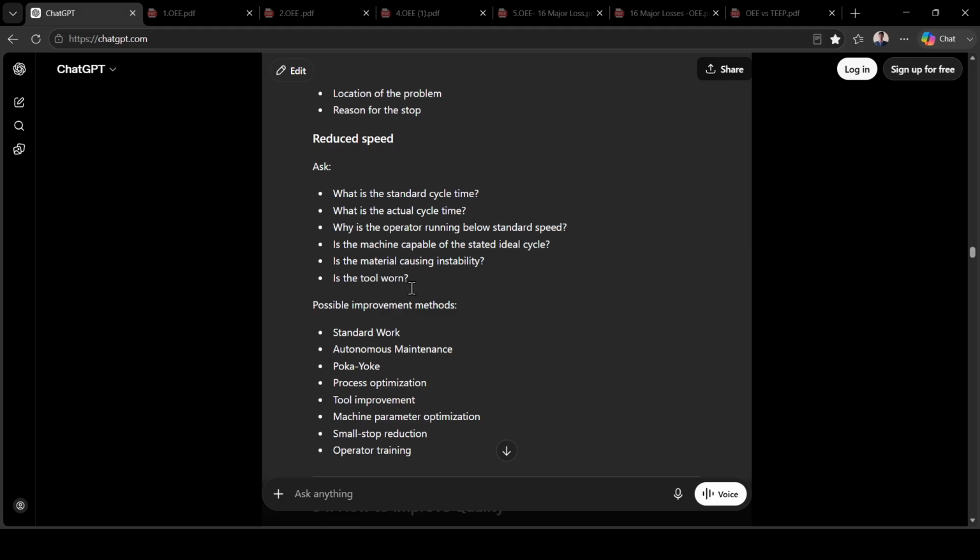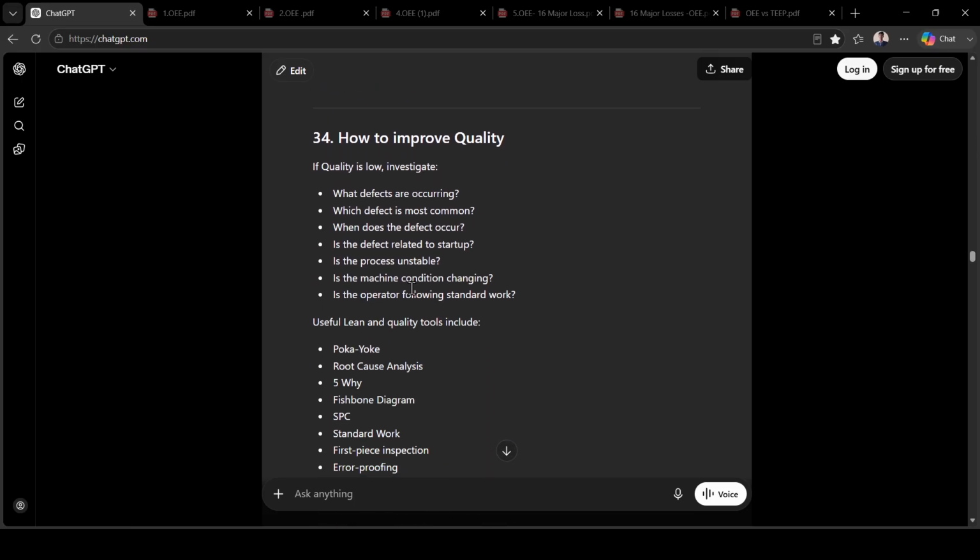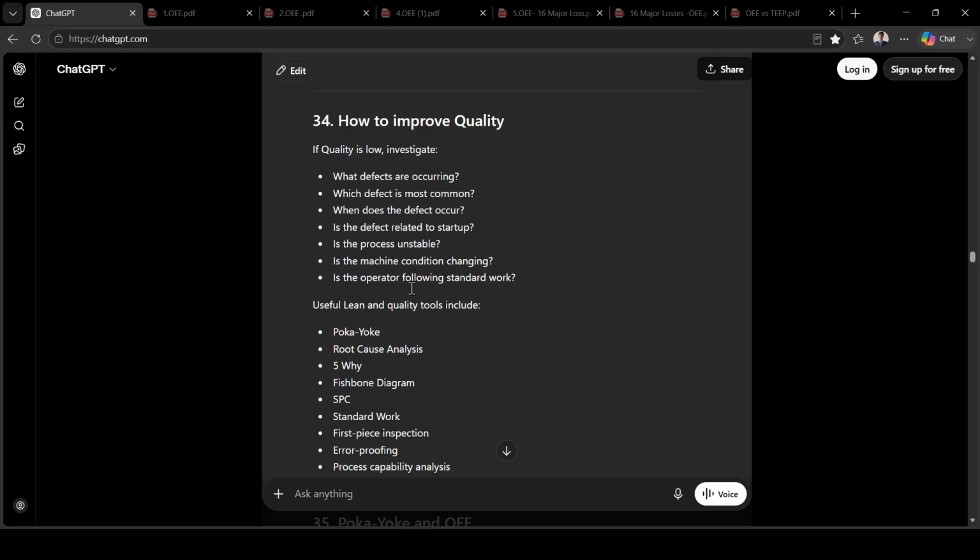So possible improvement methods: standard work, autonomous maintenance, PDCA, process optimization, tool improvement, machine parameter optimization, small stop reduction, operator training. How to improve quality? If quality is low, investigate what defects are occurring, which defects are most common, when the defects occur, whether the defects are related to startup, whether the process is unstable, whether the machine condition is changing, and whether the operator is following standard work. So these types of problems are there.